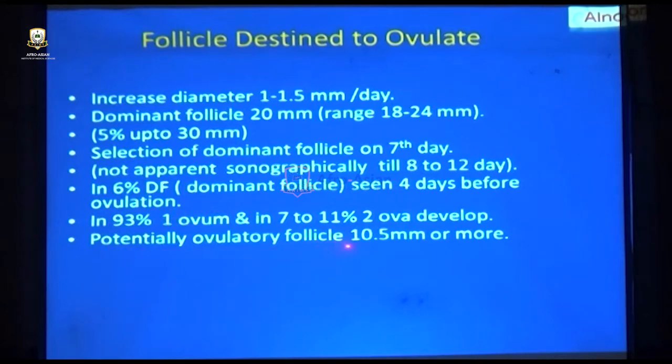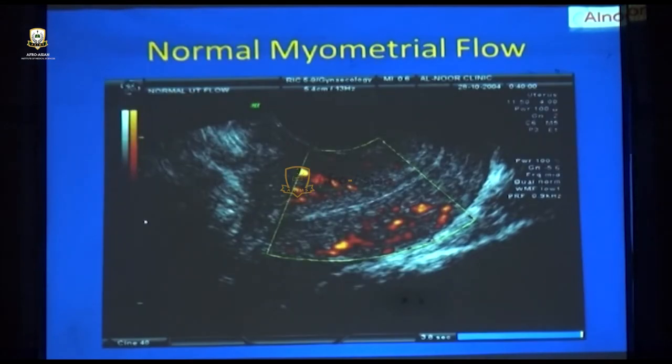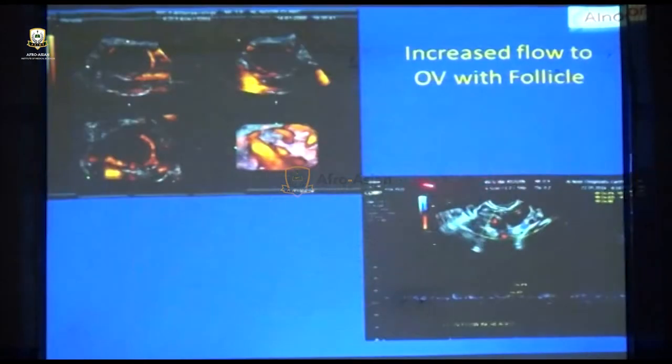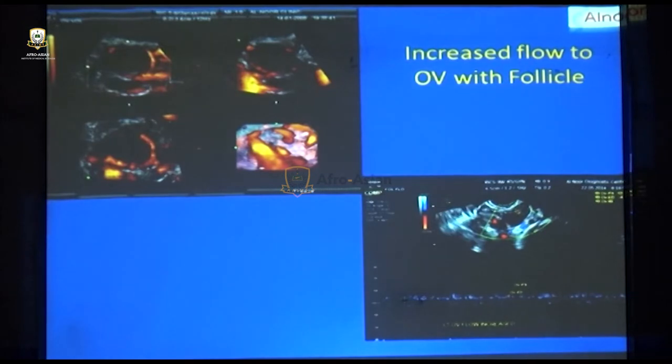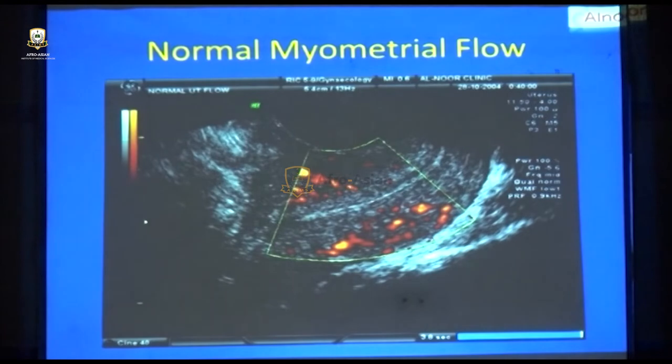Potentially, the ovulatory follicle is 10.5 mm. That's the minimum size of the follicle which you must appreciate on the 10th day of the cycle. Less than that, it may be a case of PCOD. Now, in the normal cycle, you can appreciate the blood flow in the myometrium, but not in the endometrial phase.